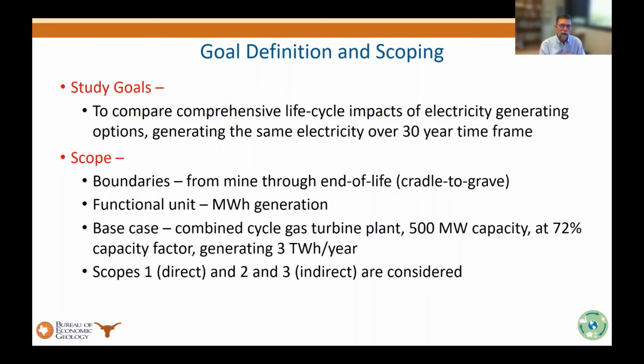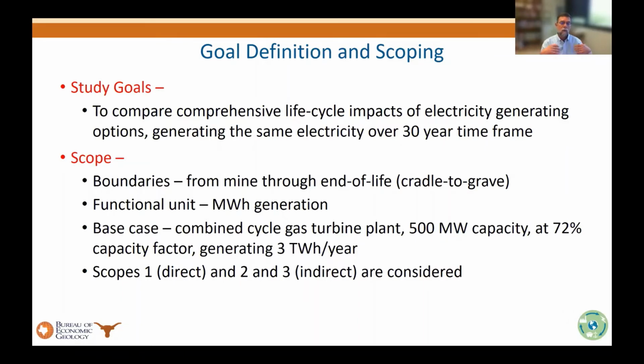We are using a functional unit. This is the normalizing factor of megawatt hour generation. And we're not interested in capacity. We're interested in generation, because the consumer is basically trying to use electrons for their homes and their businesses and their communities. So it's really the generation that's more important. We're using a base case of combined cycle gas turbine plants, at a 500 megawatt capacity, at 72% capacity factor, which generates about 3 terawatt hours of electricity per year.